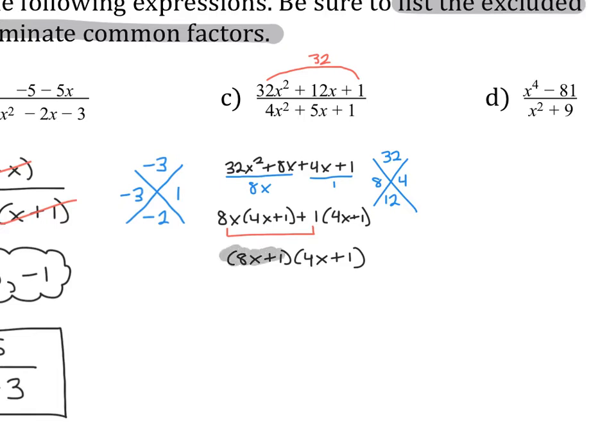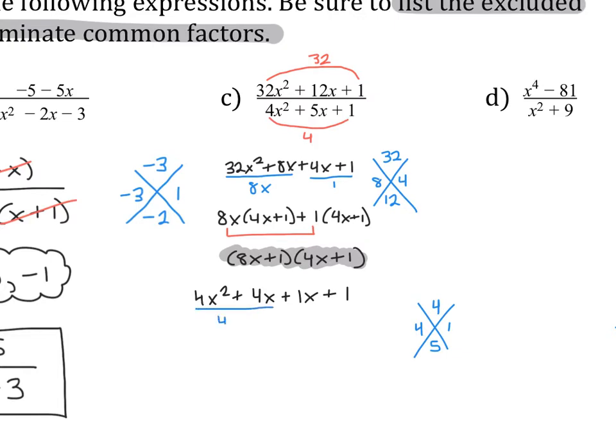So this is our numerator. And we're also going to need to factor our denominator, and we can use that same method. So again, we'll multiply our A and C values, and we'll ask ourselves what multiplies to make 4 and adds to make 5, so 4 and 1. So we're going to rewrite 5x as 4x plus 1x. So we have 4x squared plus 4x plus 1x plus 1.